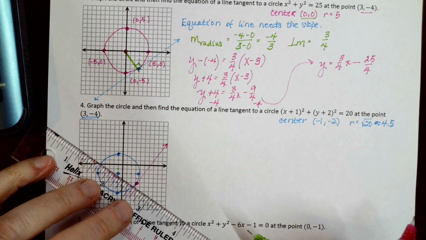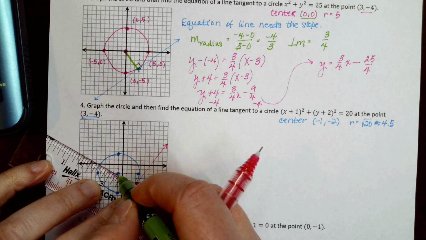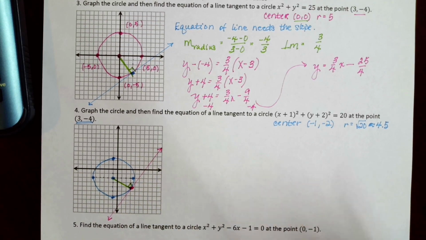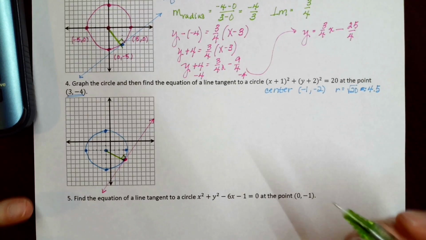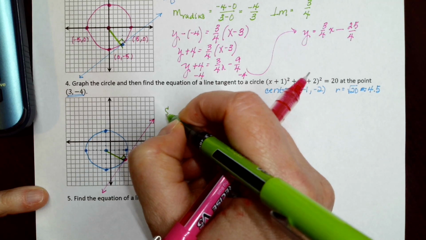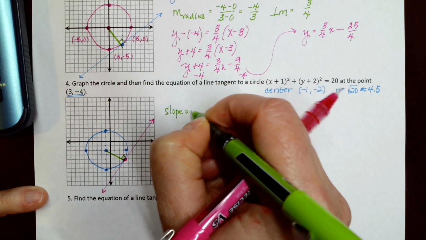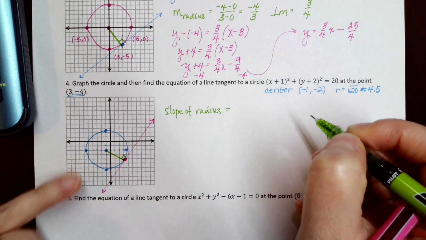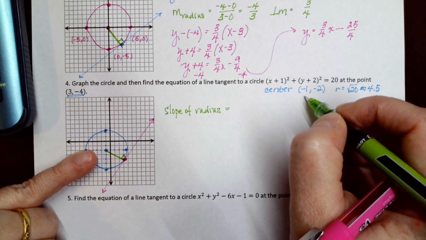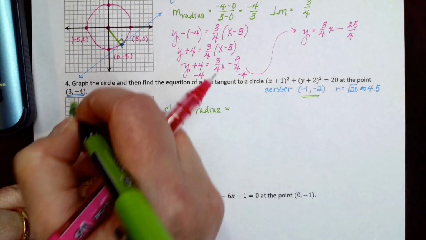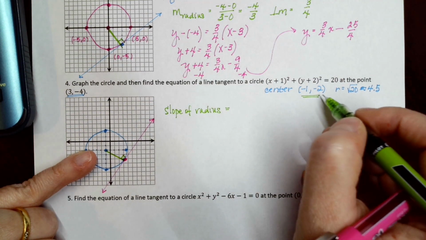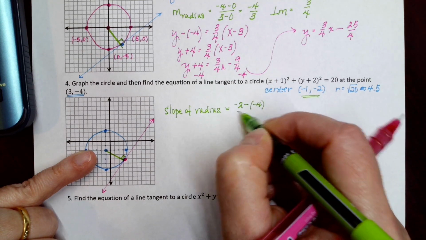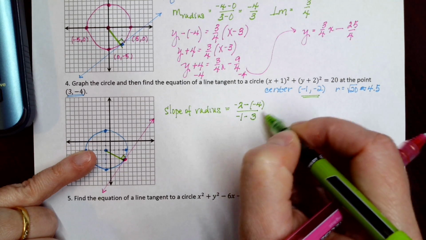All right, so what we're looking for, right? Remember that where the radius hits the point of tangency, a right angle is created. So step 1, we're going to need the slope of the radius. Remember that's change in y. Here's my center, and that's my point of tangency. So if I start with my center, I would have -2 minus -4 over -1 minus 3.